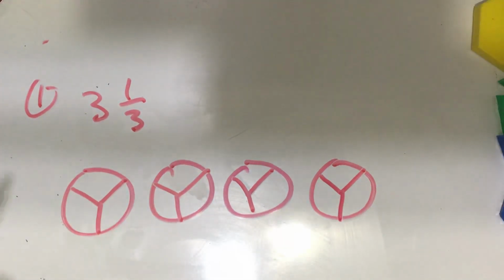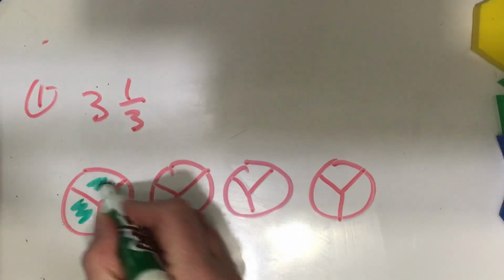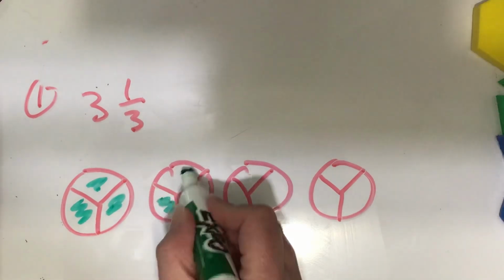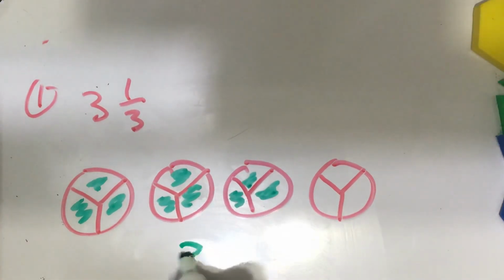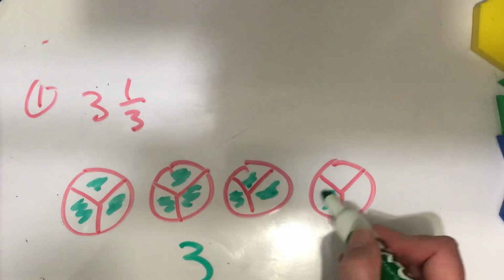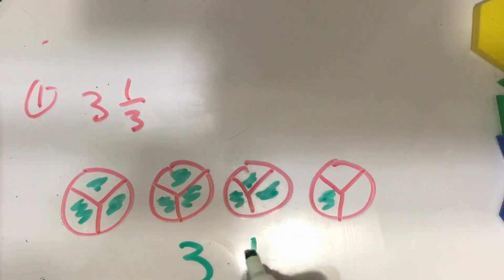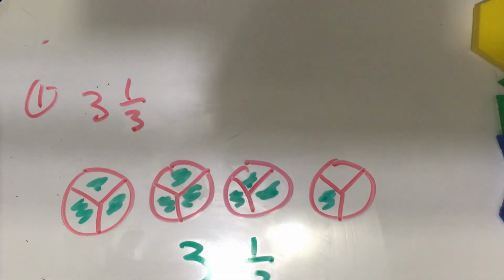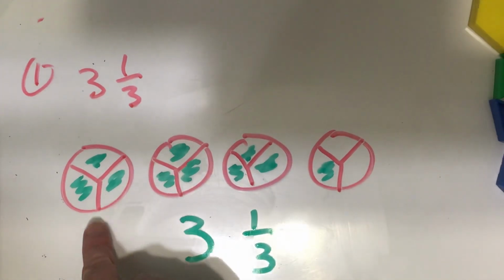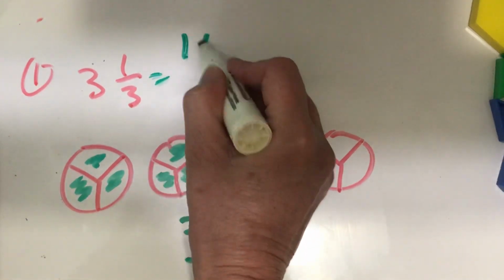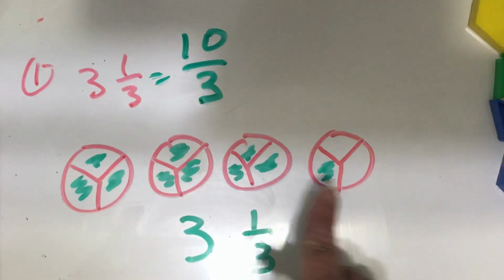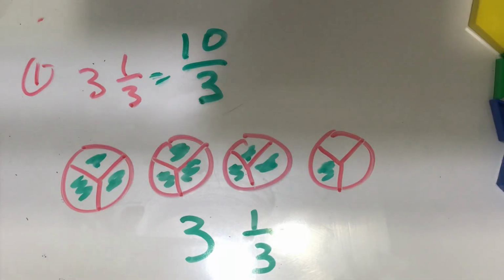All right, so I have 3 1/3, which means that I need to shade in all my thirds on 3 of them. There's 1 whole, 2 wholes, 3 wholes. There's my 3. And then 1/3. 3 1/3. So now I need to count my thirds. So I have 3, 6, 9, 10. So 3 1/3 equals 10 thirds. So I want you to draw the picture and write the fraction.